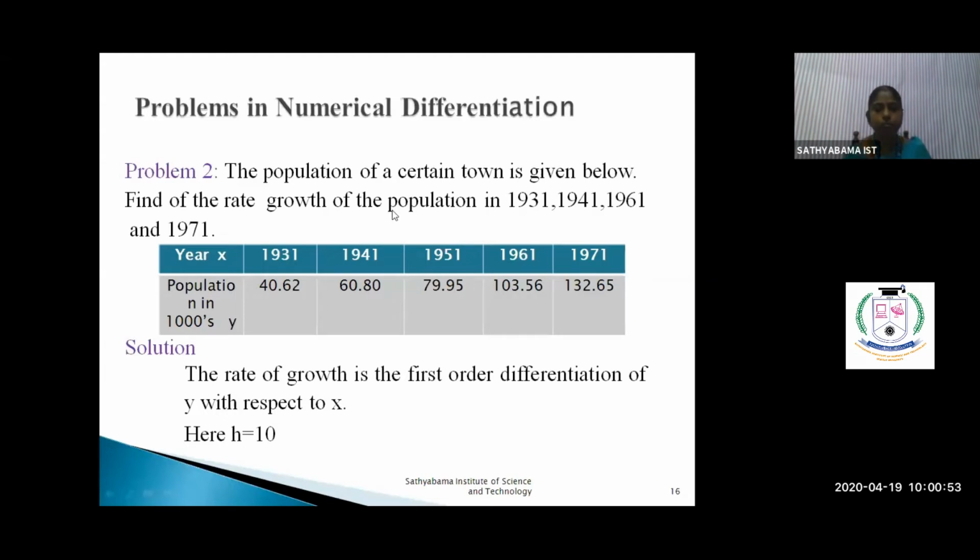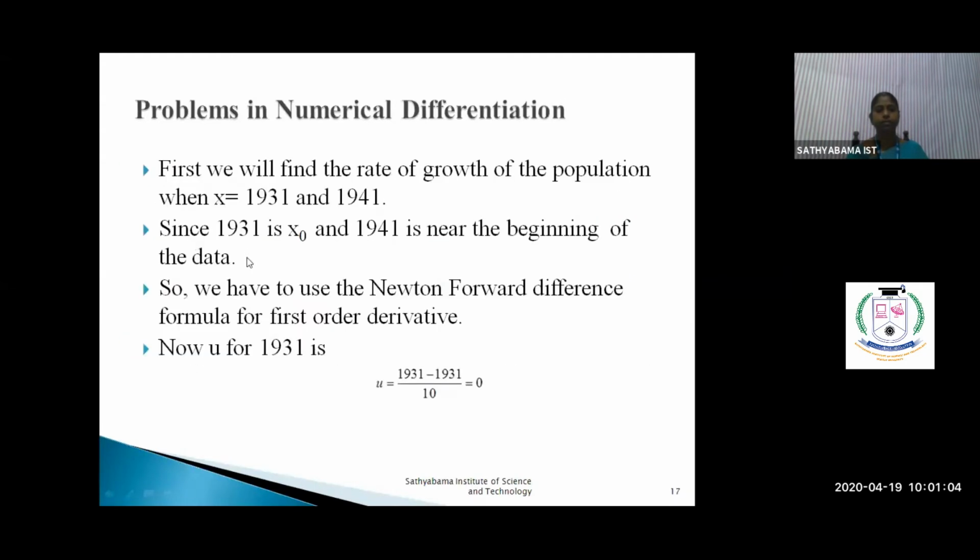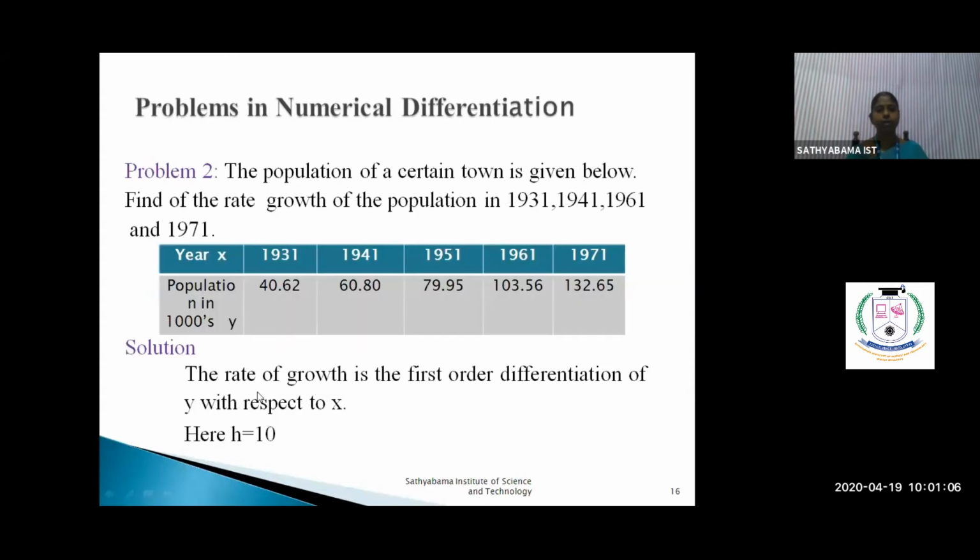Now what we want to find is the rate of growth of population. So year is given, population is given. Rate of growth means the first order derivative dy by dx. The first order derivative dy by dx we want to find out at the year 1931. So 1931 is exactly x naught. Like this, 1971 is exactly xn. And 1941, what is it? It is near the beginning of the table.